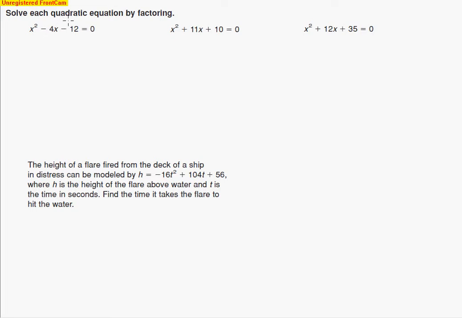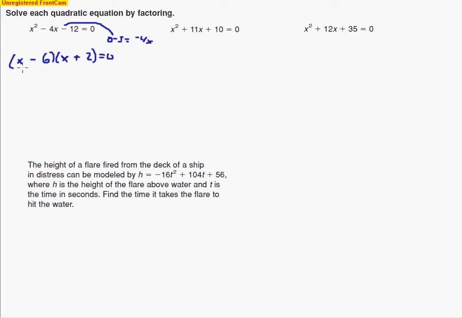The tough part about this one is that the outside terms and inside terms are going to end up subtracting this time to make a negative 4x. So as I think about the numbers, I'm thinking of numbers that multiply to make 12, but they subtract to make 4. So I'm going to use 6 and 2, and I want them to subtract to make a negative 4, so I'm going to make a negative 6 and a positive 2. And remember, this all equals 0.